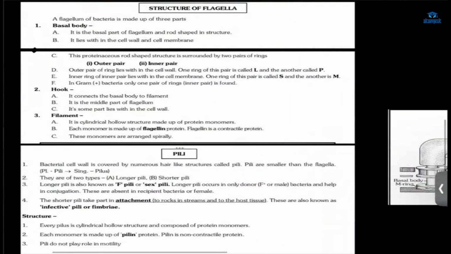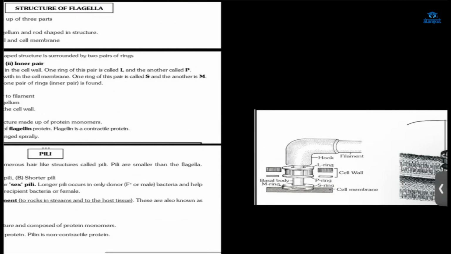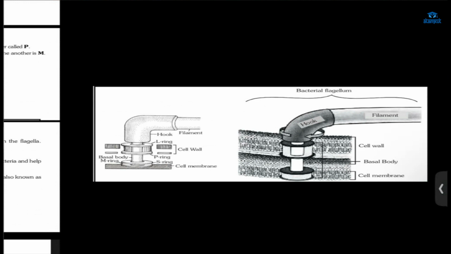Can you see? So let's go to the flagella and pili. Flagella are made up of three parts: basal body, then hook and filament. This is our basal body, this part. Then this is the hook, then this is the filament.